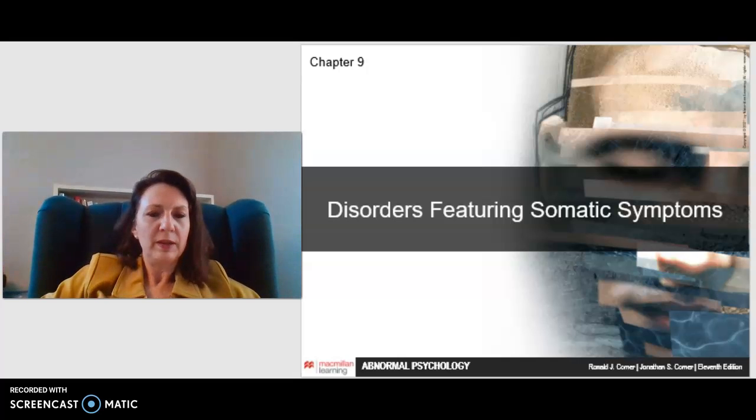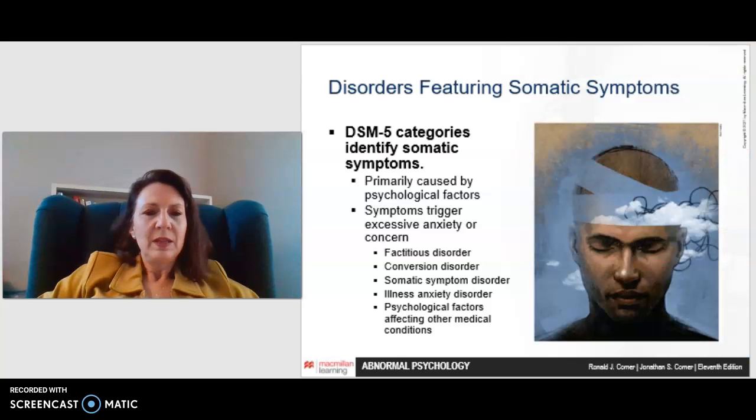Welcome students to Chapter 9, which covers disorders featuring somatic symptoms, which are physical manifestations of psychological problems. So we'll be talking about various kinds of those. The DSM-5 categorizes different types of somatic symptoms that are caused by psychological factors, and these symptoms trigger excessive anxiety or concern. We have things like factitious disorder, conversion disorder, somatic symptom disorder, illness anxiety disorder, and psychological factors that affect other medical conditions.